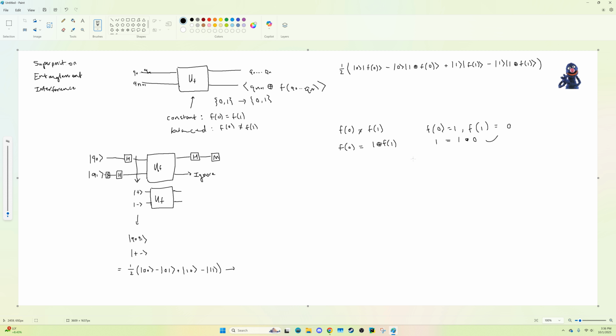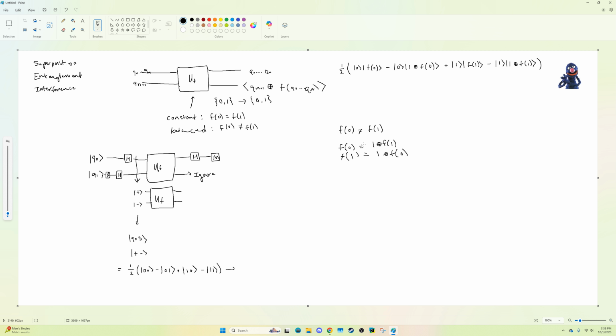That's true. Okay, now let's look at the other instance. So if f of 0 equals 0, then f of 1 equals 1. This is also a balanced case. If that's the case, then 0 equals 1 XOR 1, which is also true. So we can rewrite f of 0 as 1 XOR f of 1 in this instance, because we know there are limited outcomes for f of 0 and f of 1. Also, similarly, we have f of 1 is equal to 1 XOR f of 0. So that is something we're going to use in simplifying our algebra.